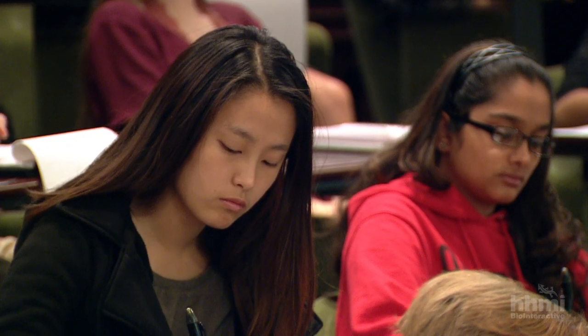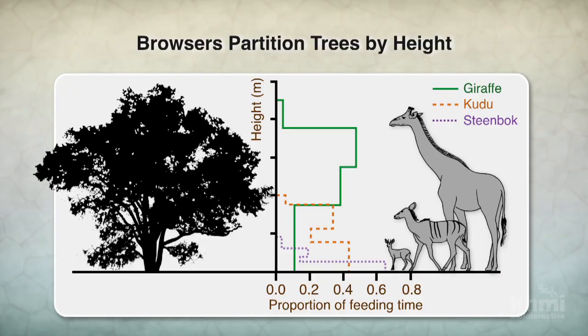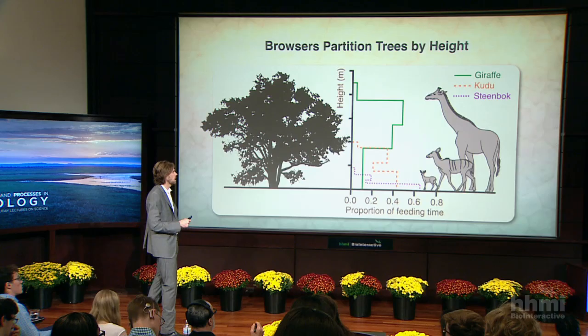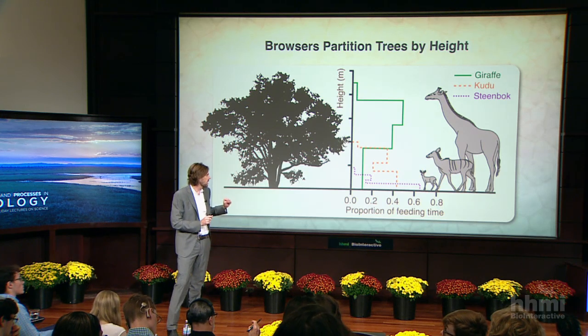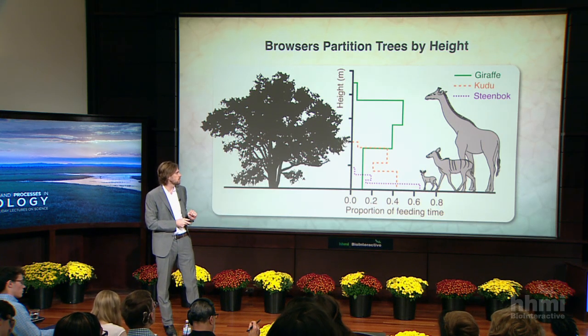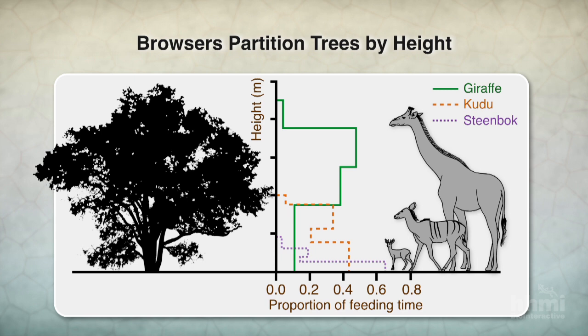Another form of dietary niche partitioning is that animals can separate out by height. All right? So this one should make intuitive sense. If you've got 3 large browsers, again, browsers being the ones that eat trees and don't eat grasses. So here we have giraffe, kudu, and steinbuck, feeding along a height axis on a tree. And the proportion of time that they spend feeding is there on the x-axis, and you see the giraffe spends most of its time feeding on the tall parts of the tree, the kudu at the intermediate parts, and the steinbuck at the lowest parts.